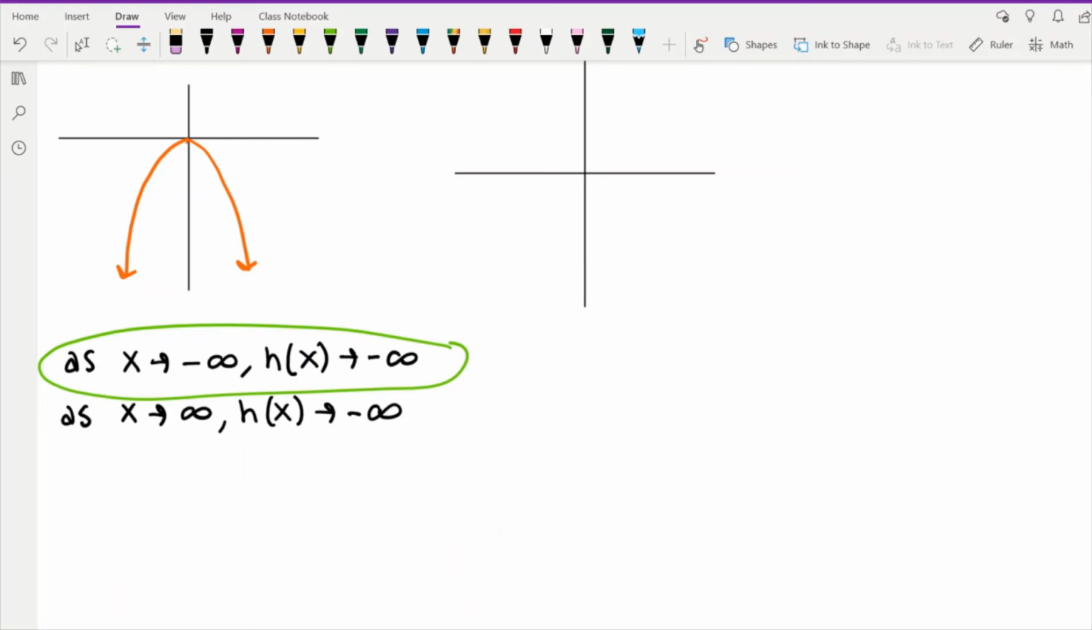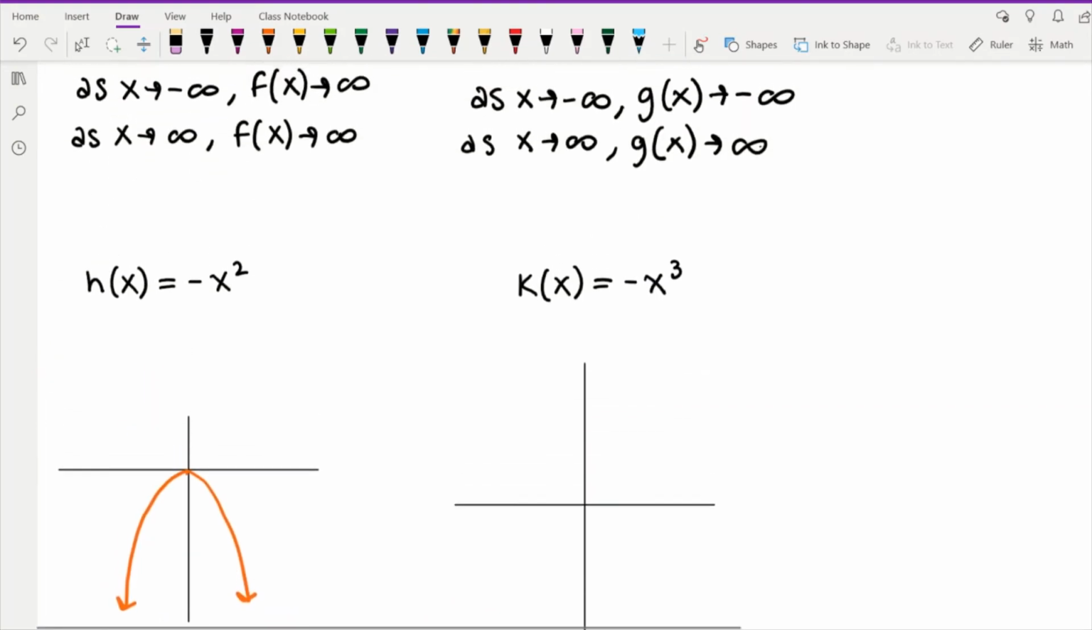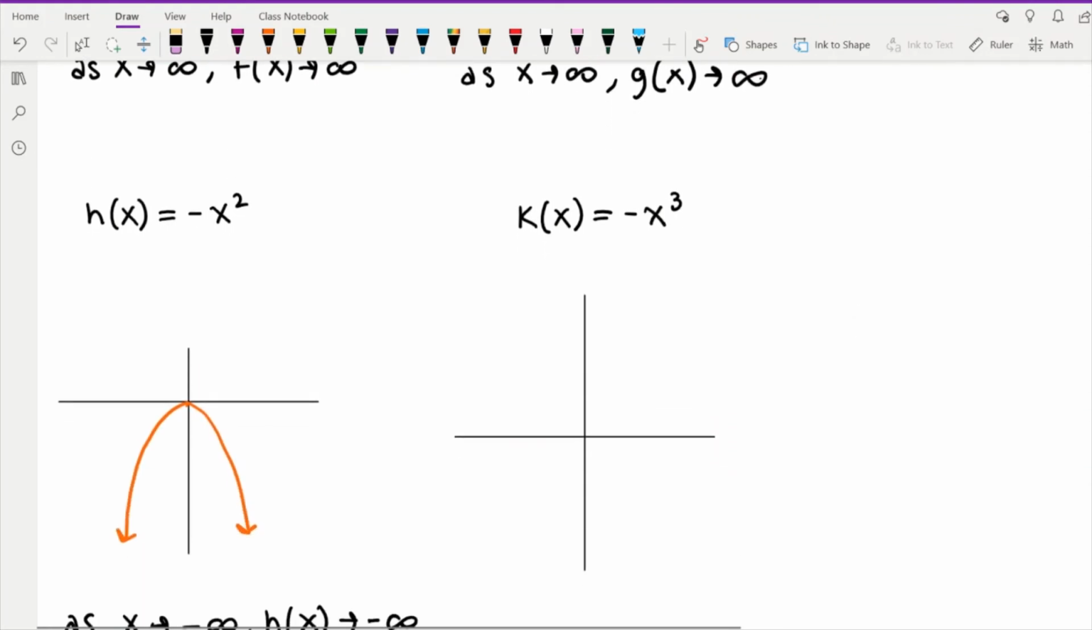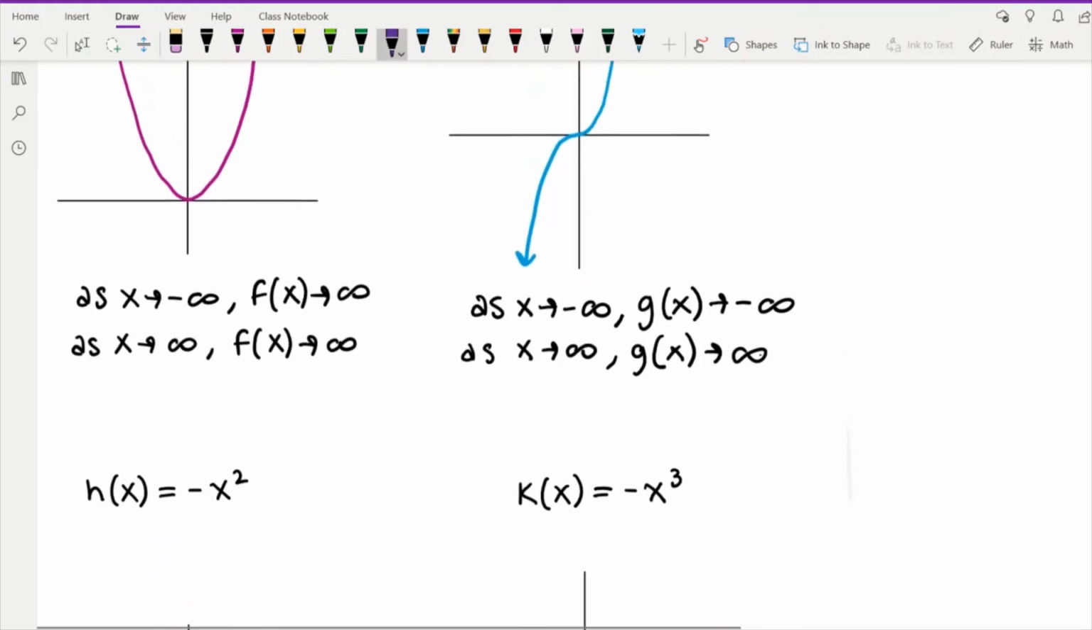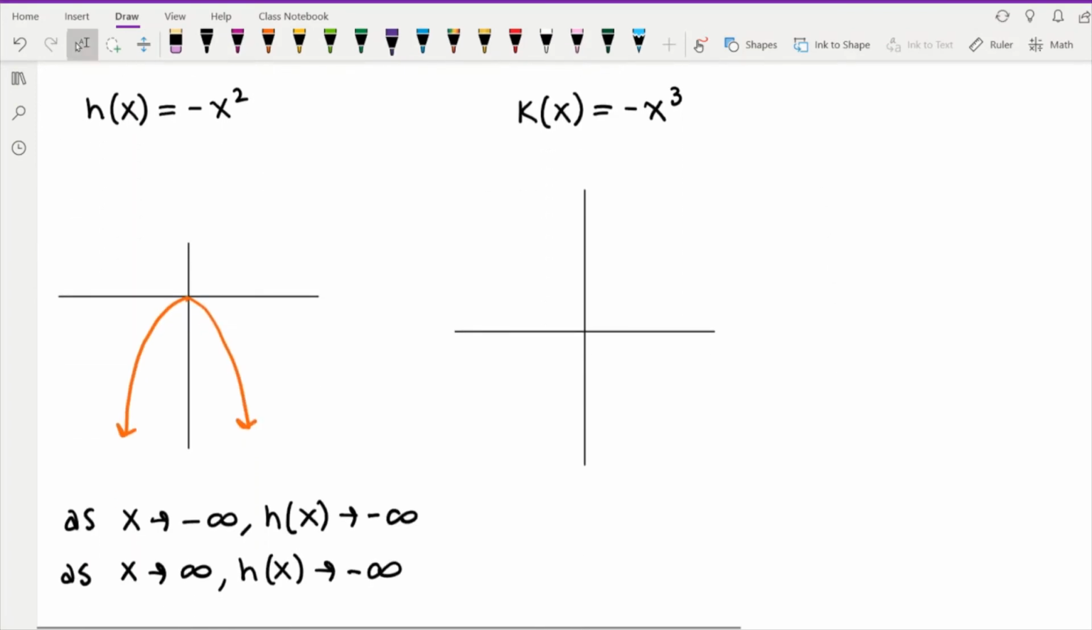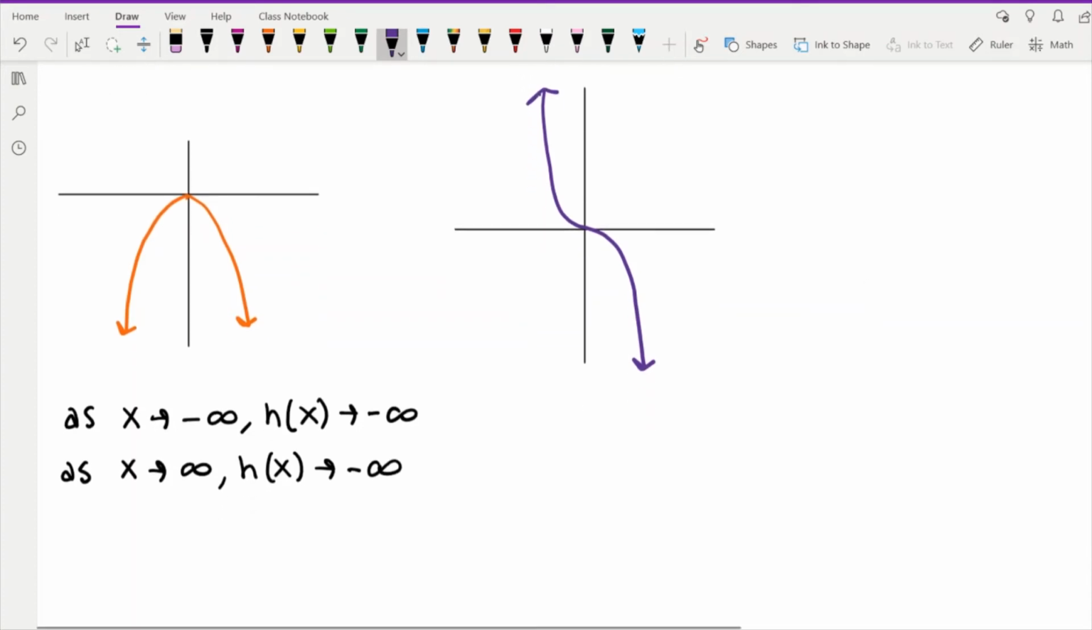All right, last up we have the negative x cubed. And so that one is going to be like the graph of x cubed, but flipped over the x-axis. So that's going to look like this. And so this one is going to have kind of the flipped end behavior of the one above it.